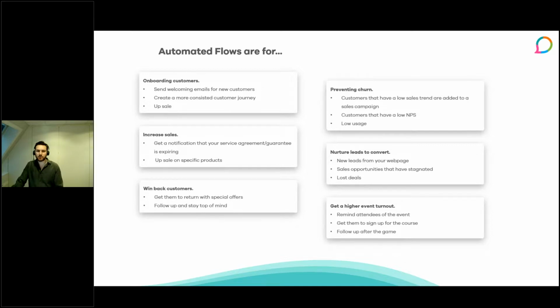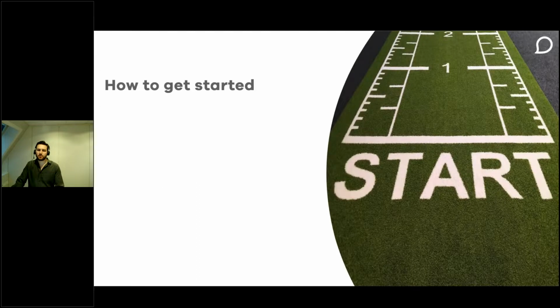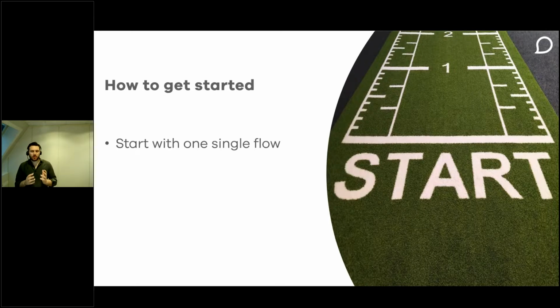But let's take a step back and see, okay, how do we actually get started with automated flows? Because now we spoke of quite a lot of things, and automated flows can be quite big and complex. You saw that the flow tree can become really big really fast. So the best way to start is to start with one single flow. Think of one customer journey that you want to automate and personalize a little bit more. Start with that one first. So for example, onboarding a customer, or win back, or lead nurturing, or a ticket handling process, etc.